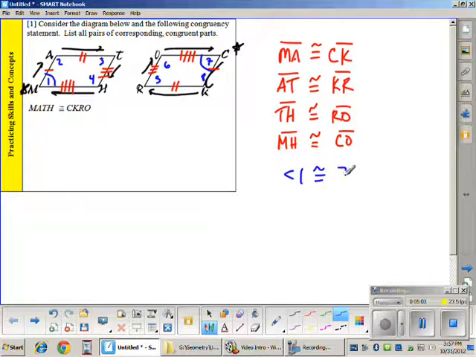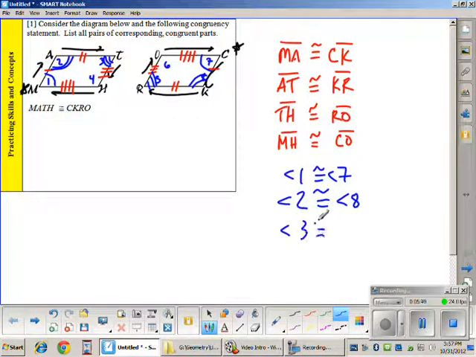Okay? And we'll use that same kind of methodology for the rest. So if I'm looking at angle 2, it's between the line segments with 1 tick mark and 2 tick marks. So between 1 tick mark and 2 tick marks, that's going to be angle 8. So angle 2 congruent to angle 8. Okay. Angle 3 will be between the ones with 2 tick marks and 3 tick marks. So 2 and 3, that will afford me angle 5. And of course, the last one should just be angle 4 and angle 6.